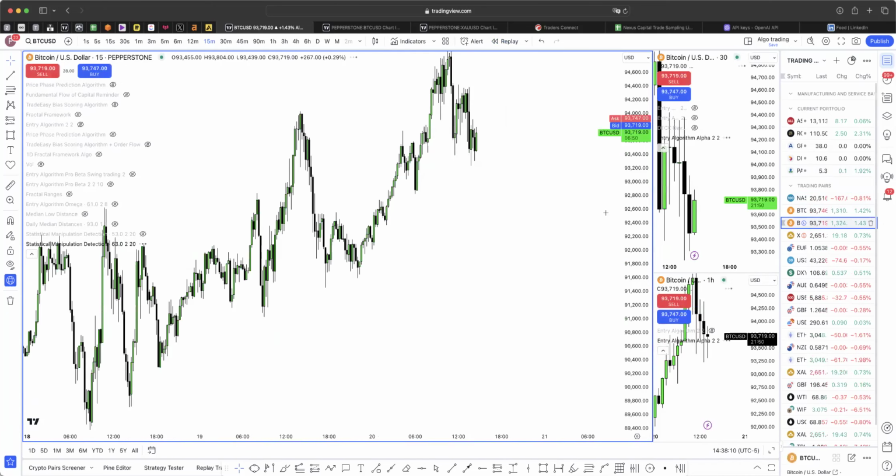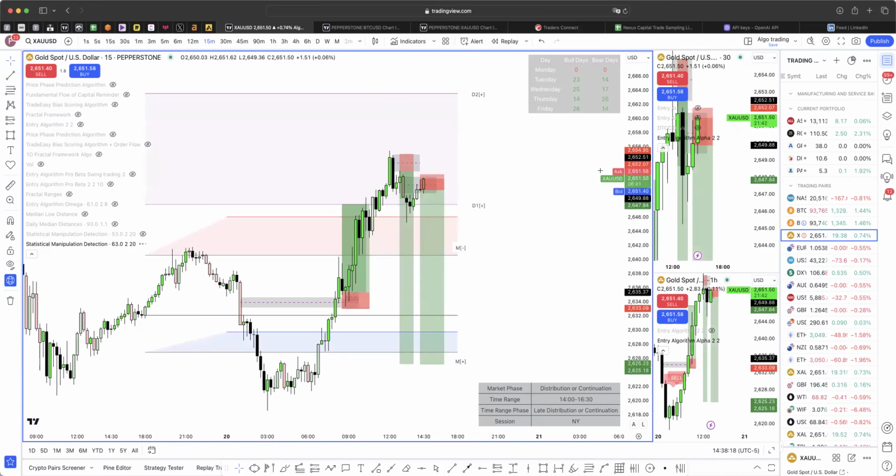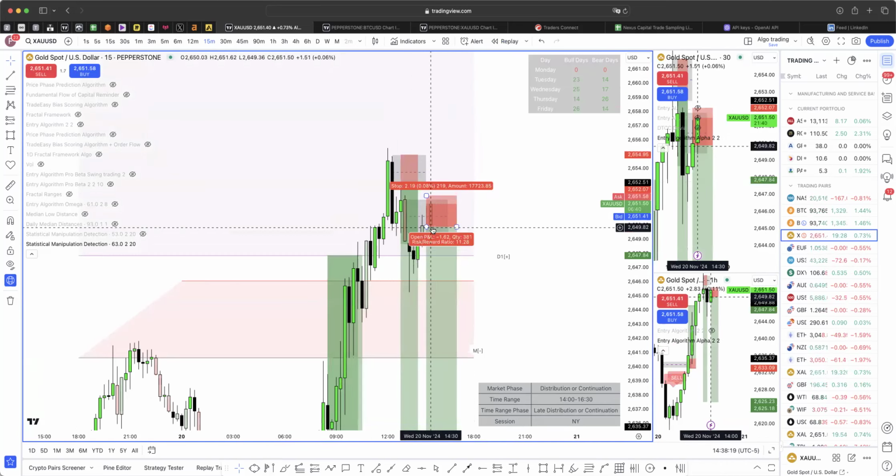Take a look at Bitcoin. See how it's slowing down after it met the high of day range. Done. Look at gold. No need to worry because the day is done for gold. Settlement price is at 2 o'clock, which is right here. Okay. Simple. Don't do anything. Don't touch it. Right? So this is what's possible.